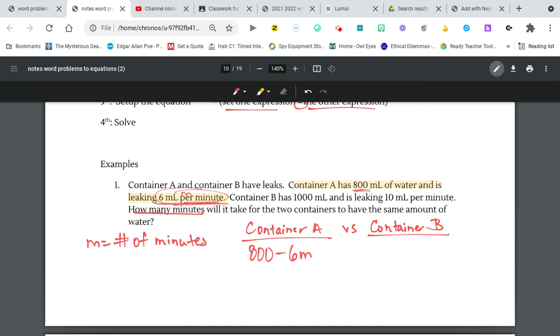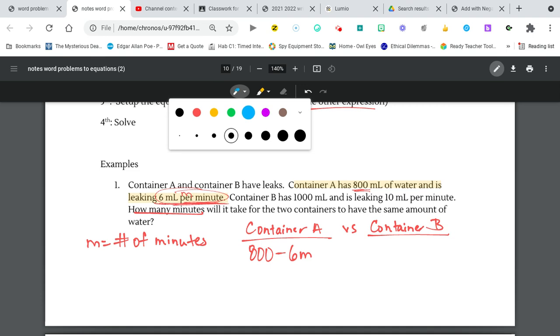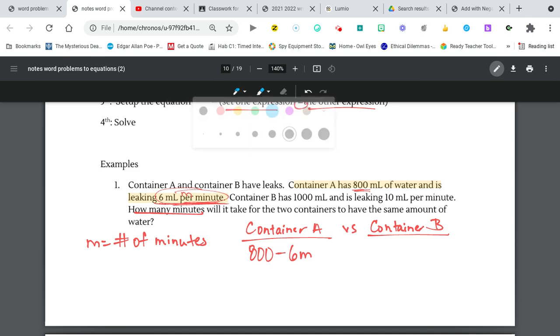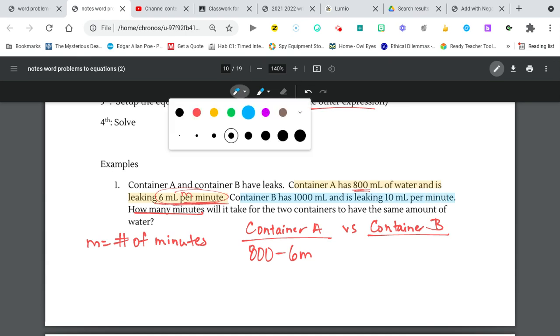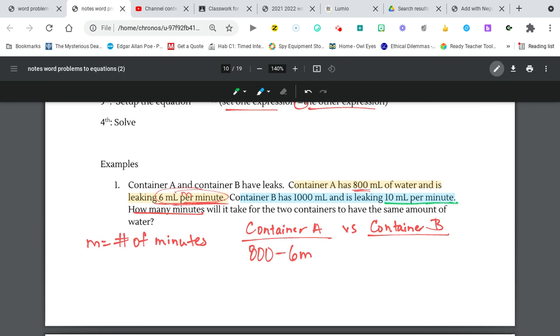Now, container B, on the other hand, let's look at it. Container B has 1,000 milliliters and is leaking at 10 milliliters per minute. So this is pretty simple too. So 10 milliliters per minute, there's my minute. Helps me to see that 10 and M are going together. So it starts off at 1,000 and it's leaking, which means its water's been taken out at a rate of 10 milliliters per minute.